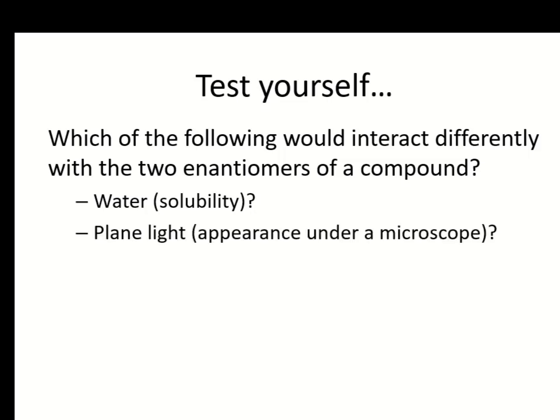How about plain light, just regular light? So you're looking under a microscope and you're looking at crystals of, let's say, the R and the S enantiomers of a drug. Would they appear different? Plain light does not separate it. It does not have handedness. It doesn't distinguish between the two.